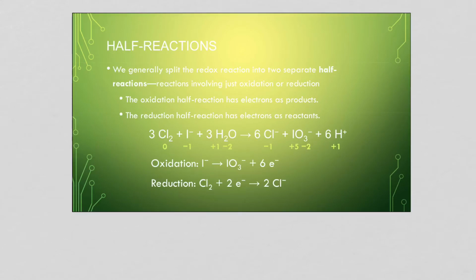So the next thing that we're going to talk about is what we call the method of half reactions, which we brought up a little bit in Chapter 5, but we really will start to utilize now in Chapter 20. So when we deal with an oxidation reduction reaction, or a redox reaction, we like to split it into 2 half reactions to make it easier to analyze. So we split it into the oxidation half reaction and the reduction half reaction.